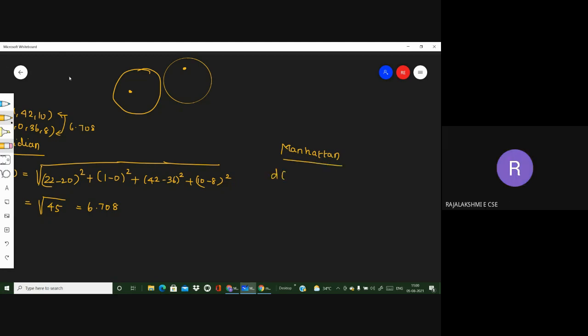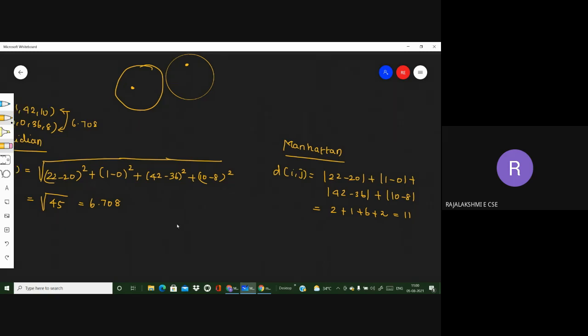So the distance between these two can be given by 22 minus 20 plus 1 minus 0 plus 42 minus 36 plus 10 minus 8. What answer are you getting? It is 2 plus 1 plus 6 plus 2. Yes? 11. Okay? Right? So in this way also you can find out the distance between the 2 points.